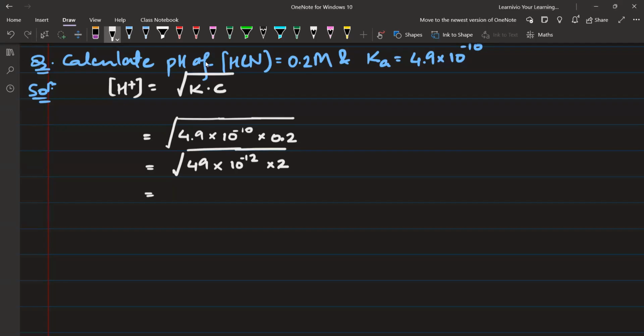Now you see, 4.9 and 10 to the power minus 12, both of them will come outside, it will become 7 into 10 to the power minus 6 and under root 2 remains.